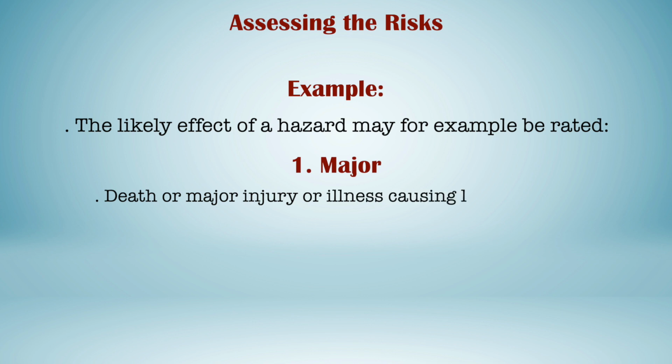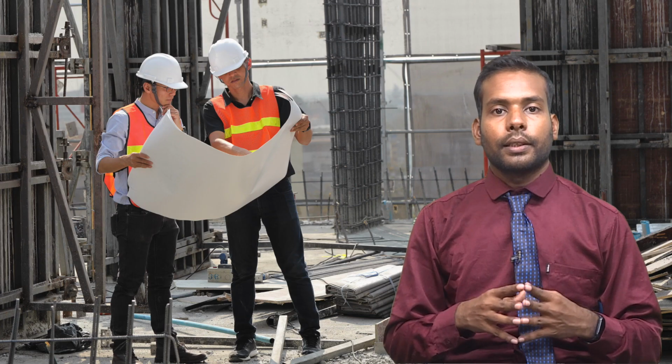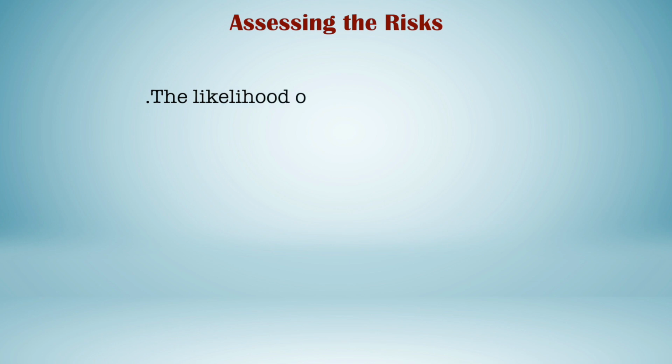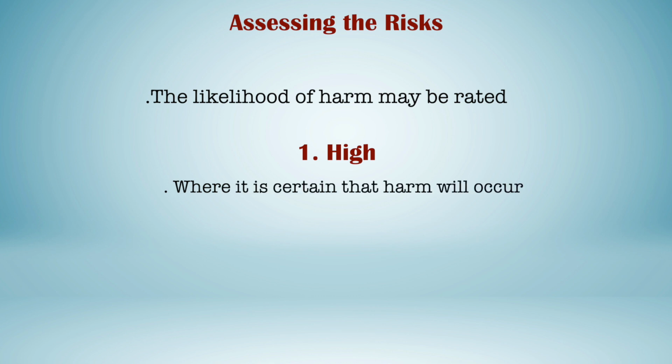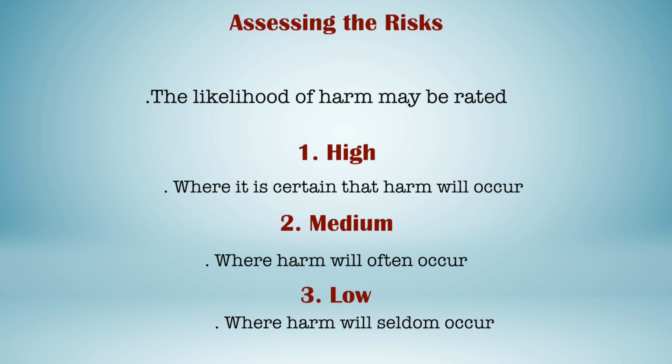First, death and major injury or illness causing long-term disability. Second, serious injury and illness causing short-term disability. And third, all other injuries and illness. Let us discuss another point. The likelihood of the harm may be rated. The first one is high, where it is certain that harm will occur. Medium, where harm will often occur. And the last, low, where harm will seldom occur.